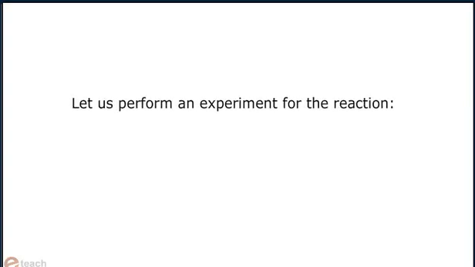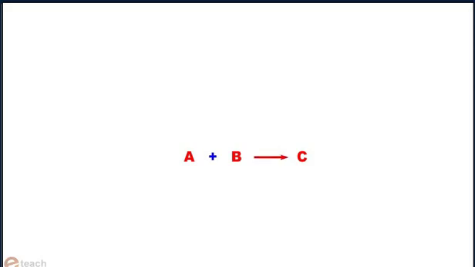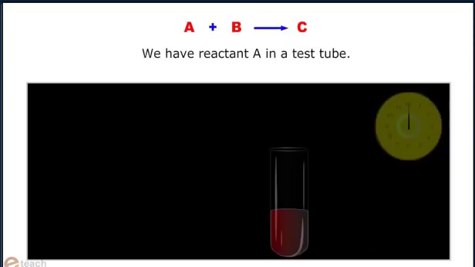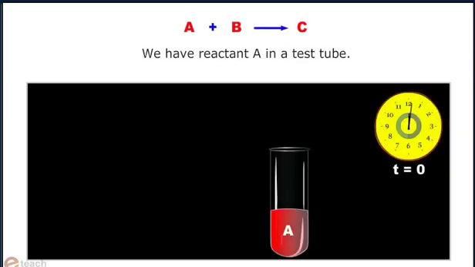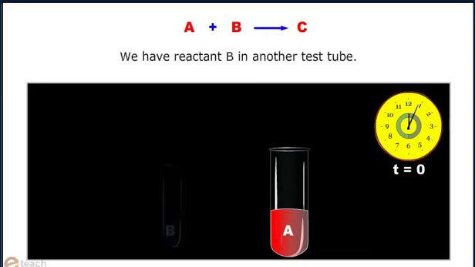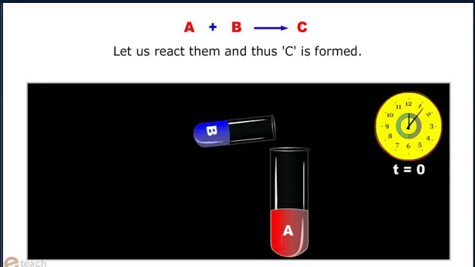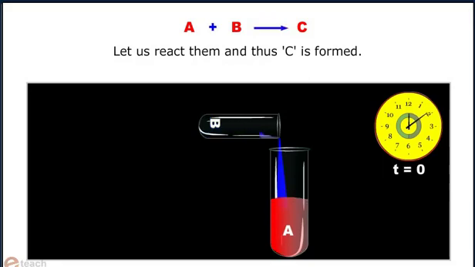Dependence of rate of reaction. Let us perform an experiment for the reaction A plus B to give C. We have reactant A in one test tube and reactant B in another test tube. Let us react them and thus C is formed.